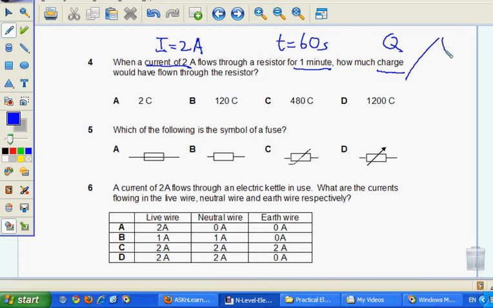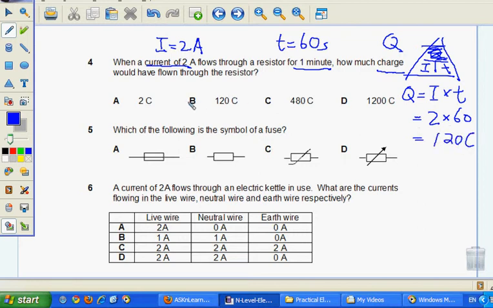So you can start to recall the triangle that relates Q on top, I and t below. I will cover my Q, and I will have Q is equal to I times t. My I is 2 and my t is 60. So my answer is 120 C, which is B.